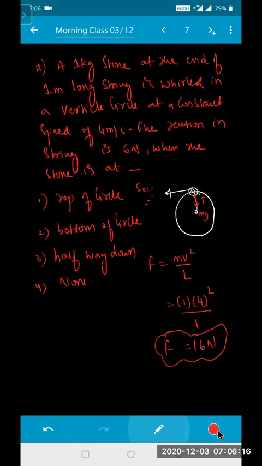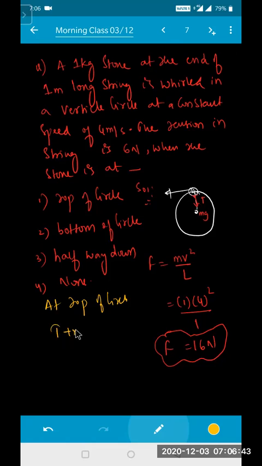Now at the highest position, at the top of the circle, what will be the tension? Can you tell me, beta? What should be the tension condition? At the highest position, tension must be lesser than this one, because at the highest position the string will slack. That means for a certain interval of time, the tension acting should be lesser than your applied force.